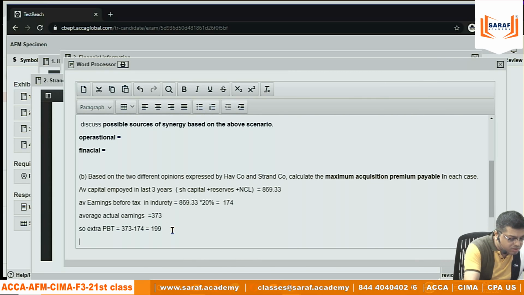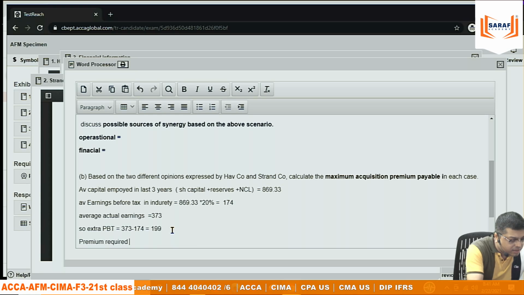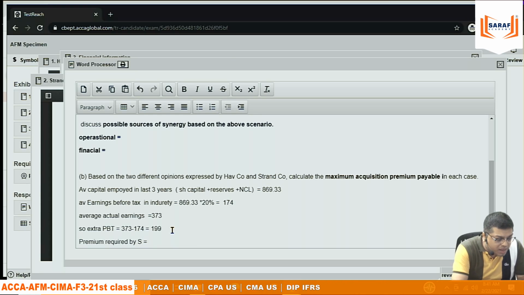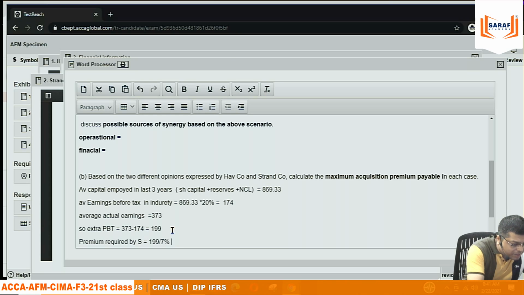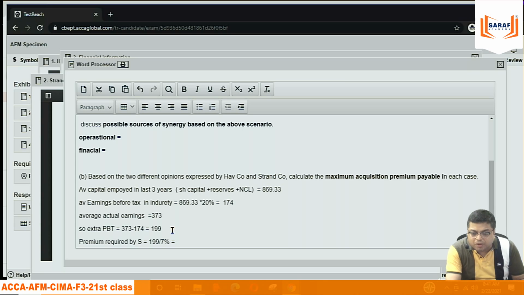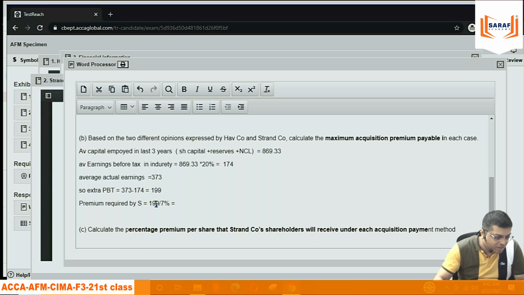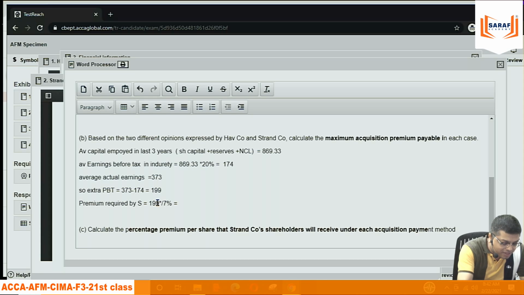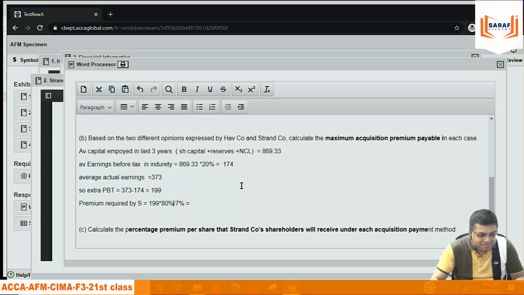So premium required by S, वो लोग यही मांग रहे हैं 199 divided by 7%, because present value of perpetuity infinity 199 by 7%. How much? Oh sorry, yes, sorry, this is pre-tax है तो post tax बनाना पड़ेगा into 80%. Sorry, you are correct, and then divided by 7%. Sorry, मैंने टैक्स ध्यान नहीं दिया था, सॉरी. तो हाउ मच?